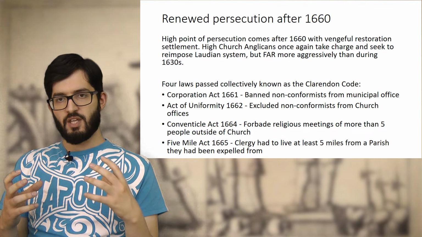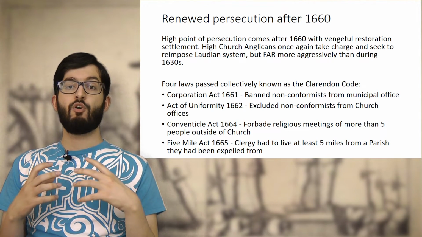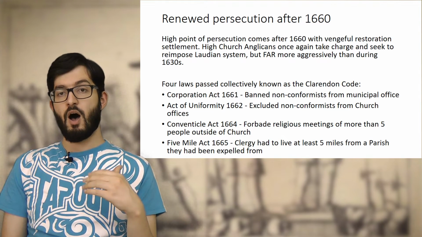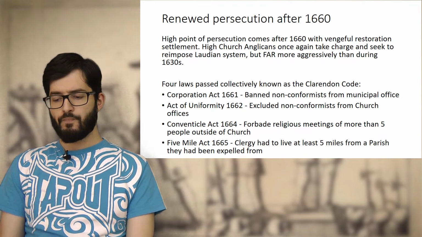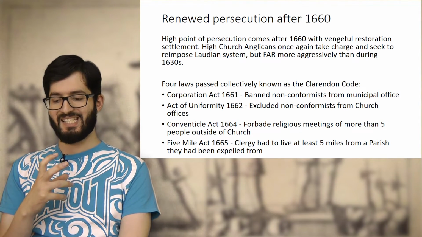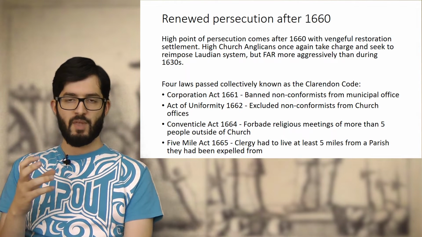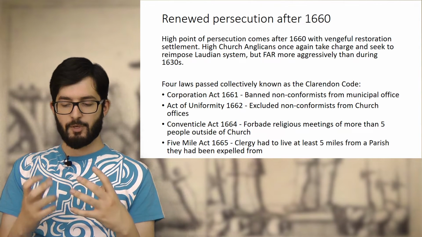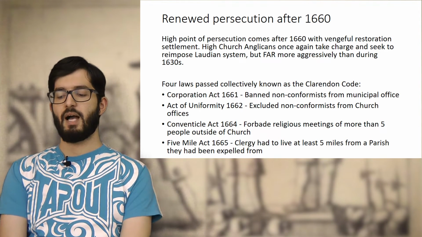We then get the second half of the time period. You get this renewed and arguably even more vicious persecution than ever before after 1660, along with the Clarendon Code and the Restoration. So the high point of persecution in many ways comes after 1660, with the very vengeful Restoration settlement that has a few controversial aspects, but the religious element is what really has quite a significant impact.